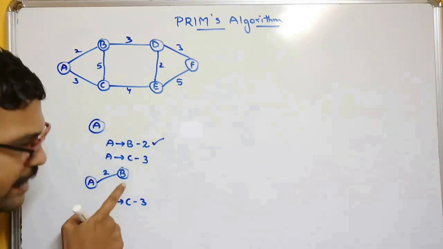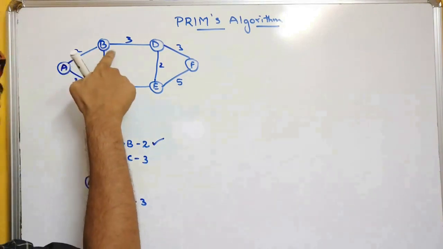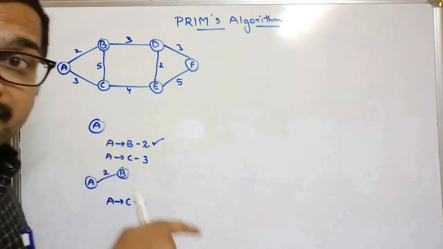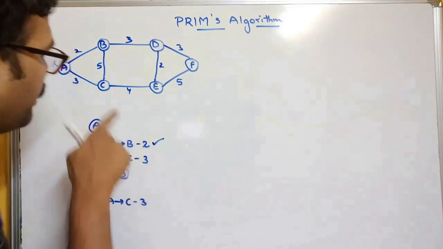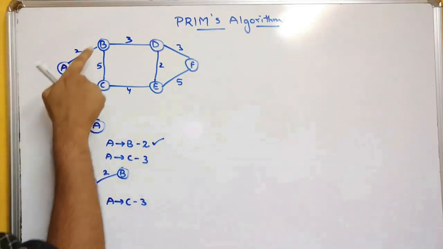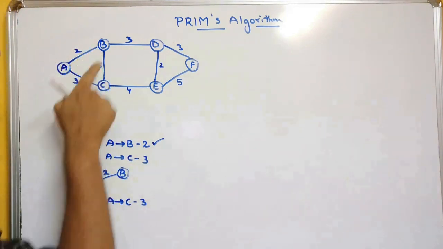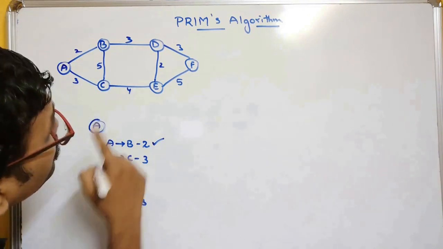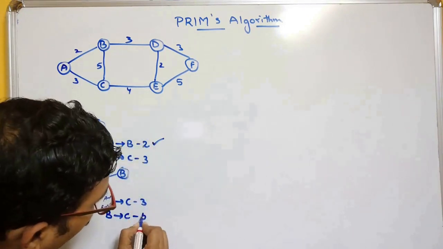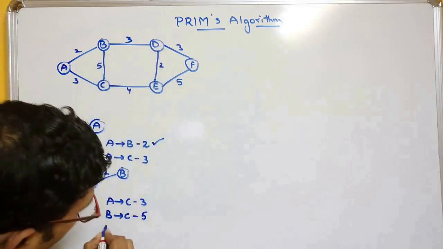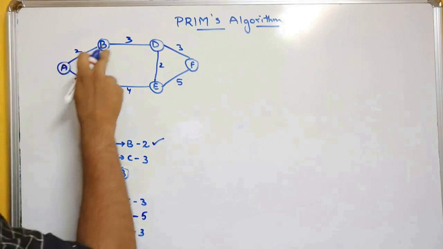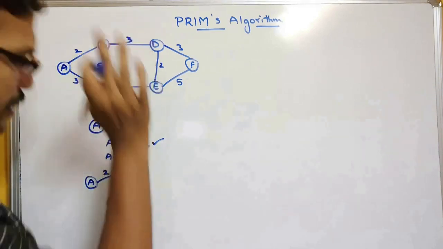And consider the edges from B, right? So from B, there is an edge from B to A, which is already covered, right? Because this is undirected. Okay, this is undirected. So B to A is covered. So we need to consider B to C and B to D. So B to C with a cost of 5 and B to D with a cost of 3, right? B to A, B to C, B to D, right?